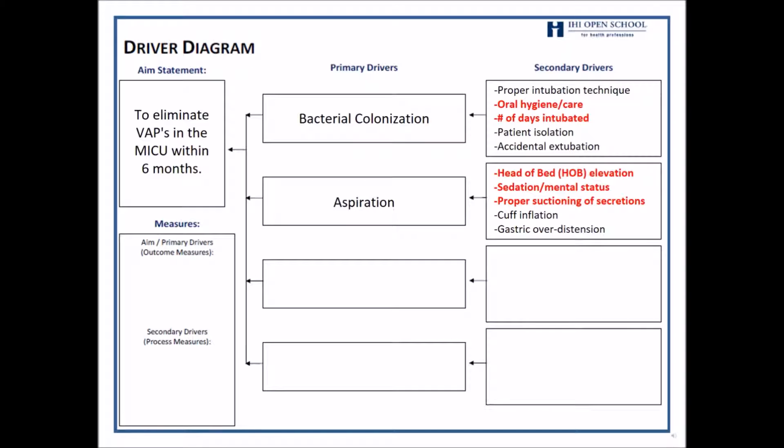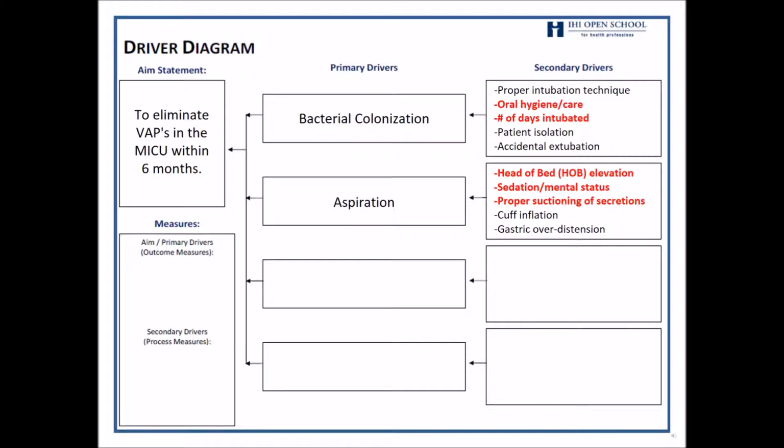So to do this project, the team identified 5 of those secondary drivers that we previously listed. They called these 5 the ventilator bundle. These were 5 of the most important factors that are influential in determining whether or not a patient develops a ventilator-associated pneumonia. 5 things that directly influence the primary drivers that we mentioned.